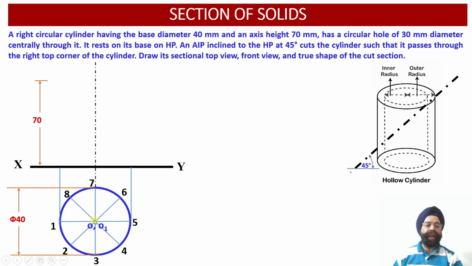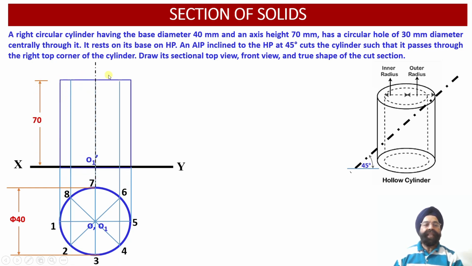Now through the axis point, if we draw the axis and mark the axis height as 70 millimeter, we will be able to obtain the front view projections corresponding to the cylindrical portion. We will obtain 8 points: 1 dash, 2 dash 8 dash, 3 dash 7 dash, 4 dash 6 dash and 5 dash, corresponding to the top face of this cylinder, and the top axis point, that is O dash, has also been marked.